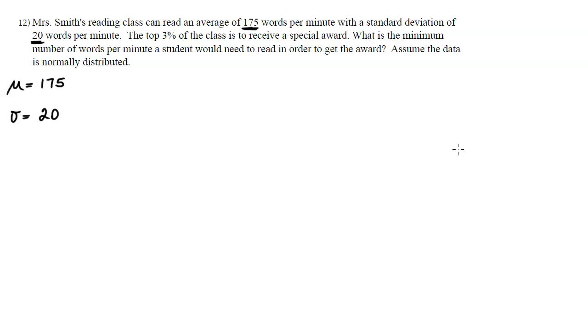The top 3% of the class is to receive a special award. Top 3%. It's a small percentage, but they're special. So, okay. What is the minimum number of words per minute a student would need to read in order to get the award? Assume the data is normally distributed. Yes, this is a normal distribution.